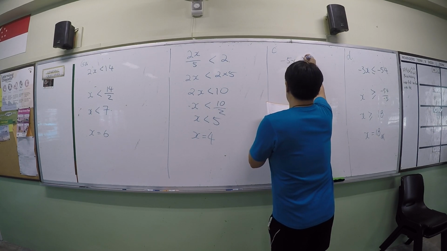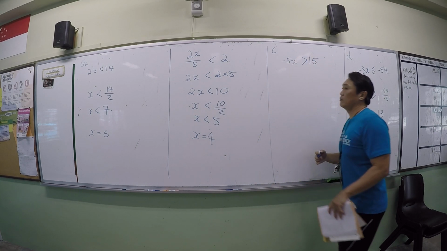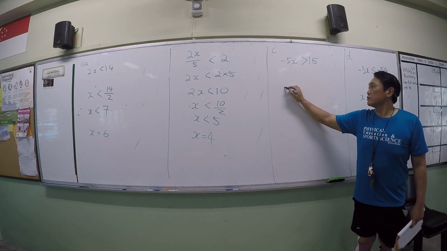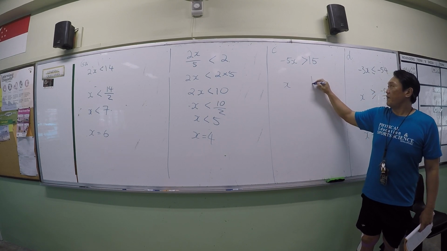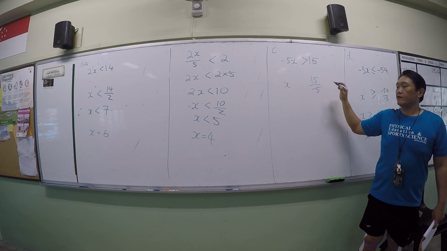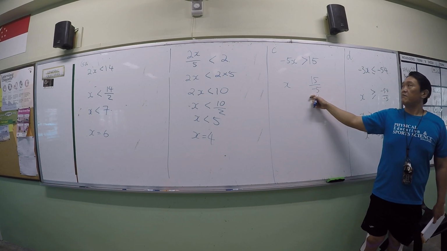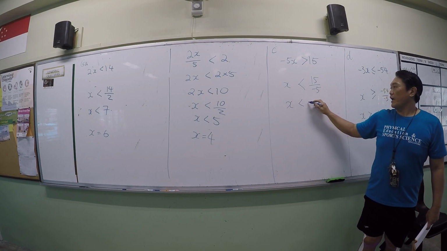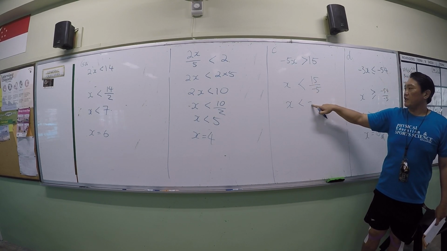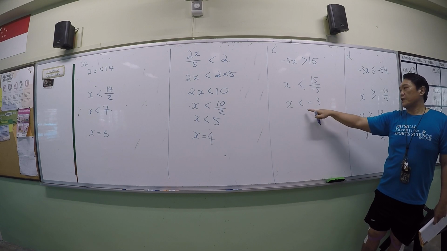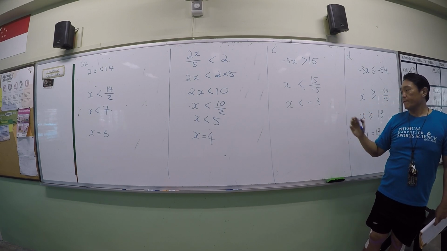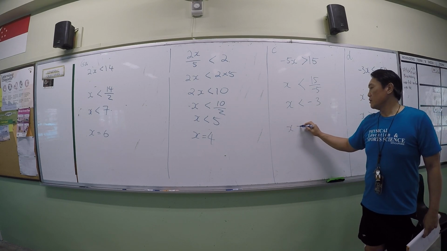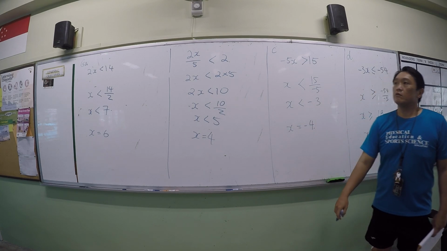Negative 5x larger than 15. I don't want negative 5x, I want 1x. So I have to divide both sides by negative 5. Divide by negative number, switch direction. So x, positive, negative, negative. X must be smaller than negative 3. The next smaller one will be negative 4.